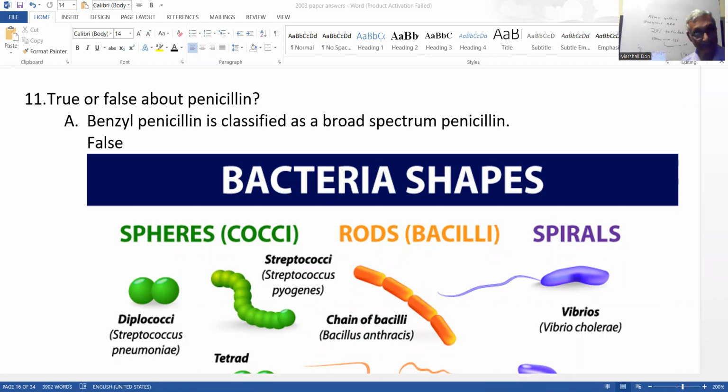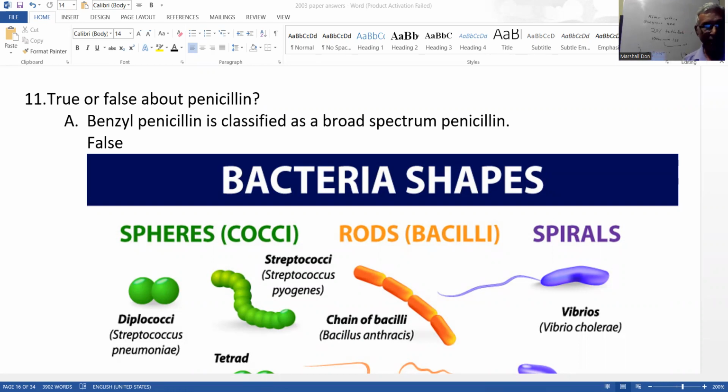We are again in 2003 Form 6 external paper. MCQ number 11. True or false about penicillin? Now, benzyl penicillin is classified as a broad spectrum penicillin. That is false. Now we'll see what broad spectrum means.